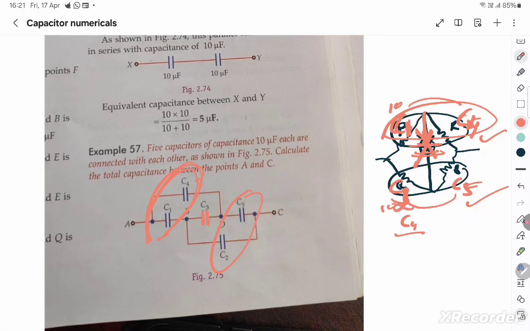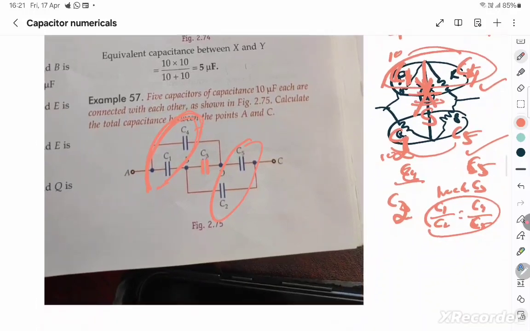This is C1, this is C2, this is C3, this is C4, and this is C5, and the center one is C3. The bottom one is C2. C1 by C2 is equal to C4 by C5, because no charge flows through C3. This is the ratio, and therefore C1 and C4 are going to be in series, and C2 and C5 are going to be in series. I hope you're clear.